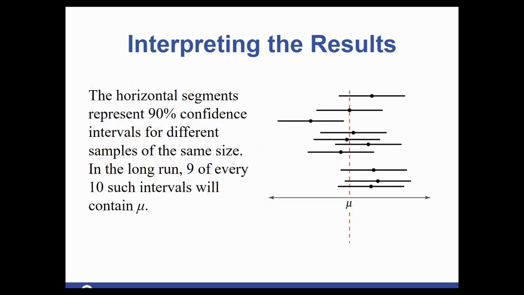So that seems a little funny. Here's an image of it. Each one of these horizontal segments represents a 90% confidence interval for different samples of the same size. So if you go out and take a sample, put together your information, find your confidence interval, then you do it again and again and again. Notice that 9 out of the 10 of them actually cover your population mean. There's just one that barely misses that mark. But this is what it means to be 90% confident: 9 out of every 10 would contain that population mean.